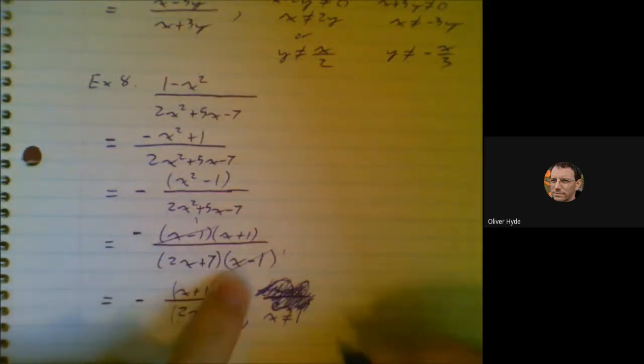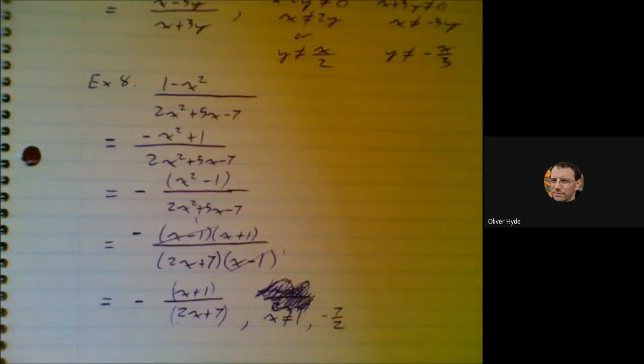Restrictions: x minus 1 can't equal 0, so x can't equal 1, and 2x plus 7 can't equal 0, so x can't equal -7 halves would be our two restrictions there. Okay. I just wanted to present it as an option.